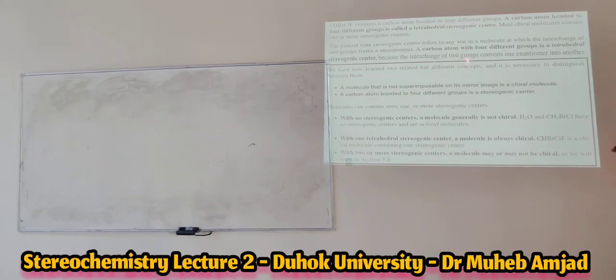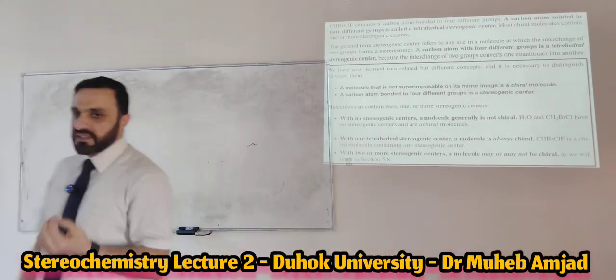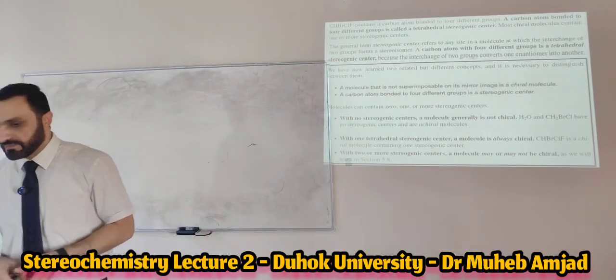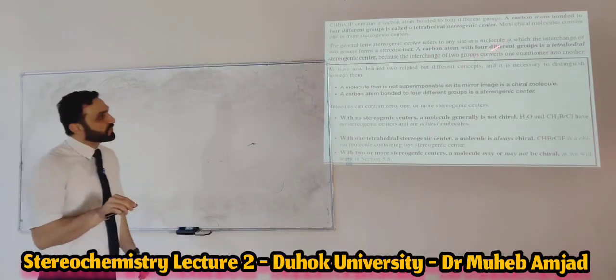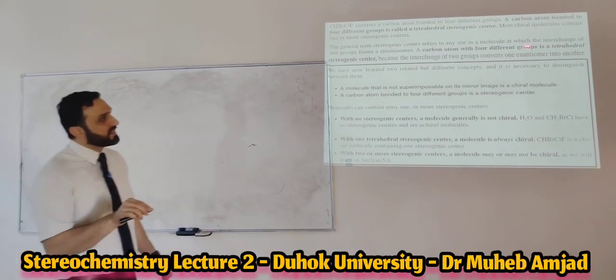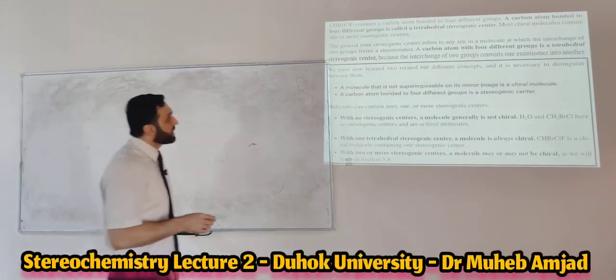A carbon atom with 4 different groups. Look, groups, not just atoms. It is a tetrahedral stereogenic center. So what is the meaning of a stereogenic center again? A carbon that has 4 different groups, because the interchange of 2 groups converts one enantiomer to another. It will give you the second enantiomer.